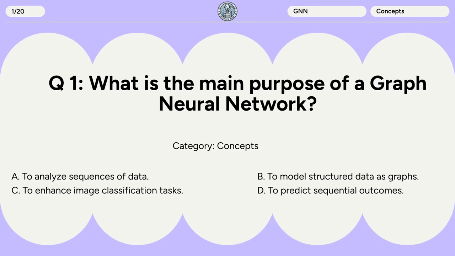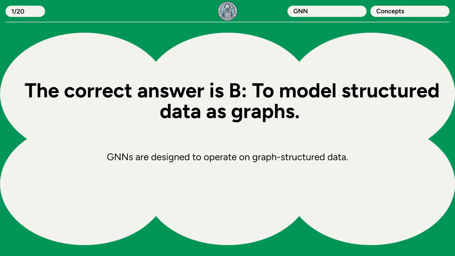A. To analyze sequences of data. B. To model structured data as graphs. C. To enhance image classification tasks. D. To predict sequential outcomes. The correct answer is B. To model structured data as graphs. GNNs are designed to operate on graph-structured data.